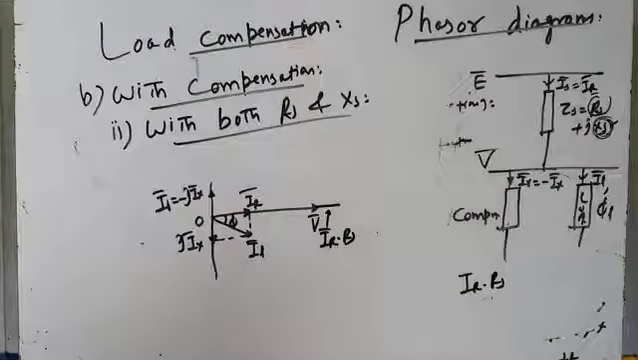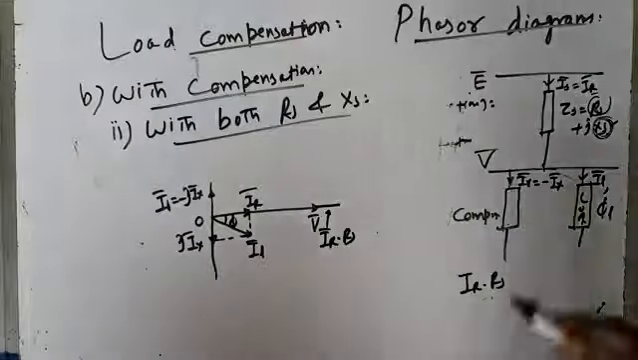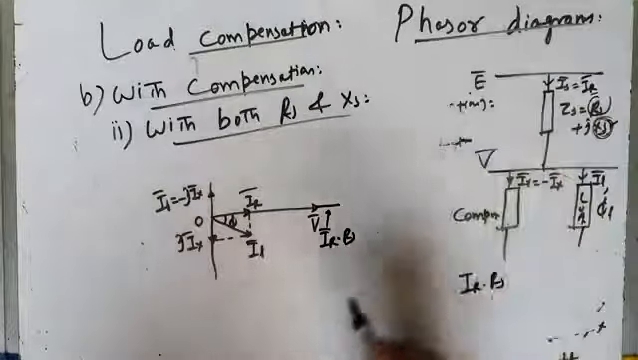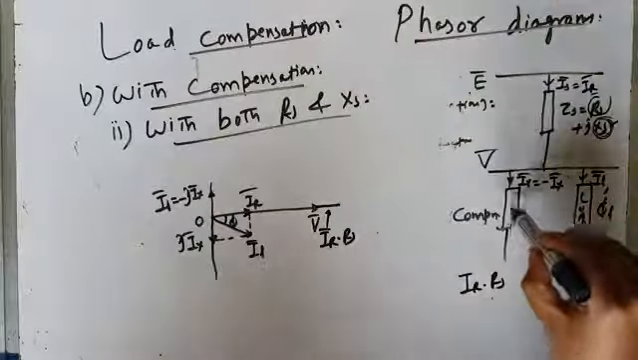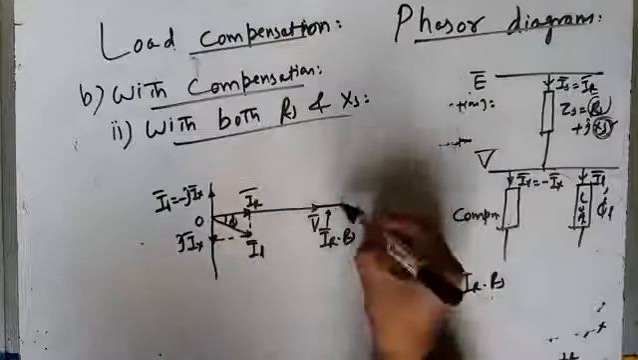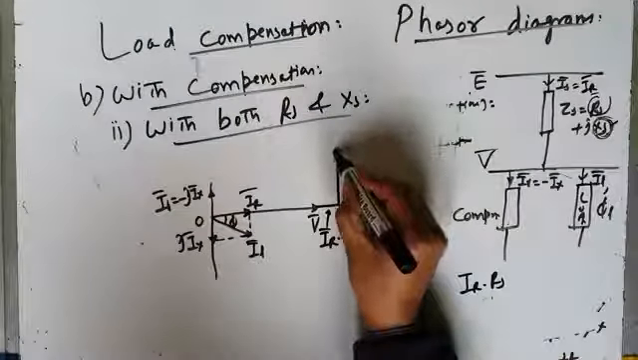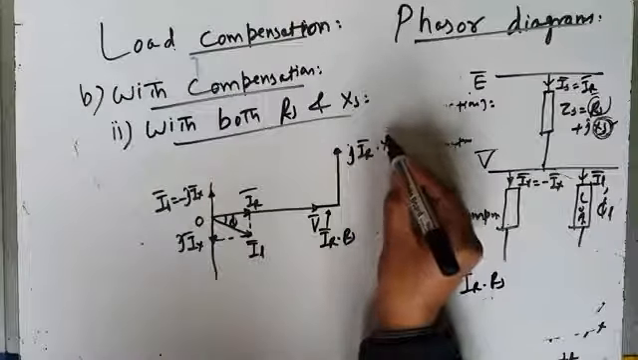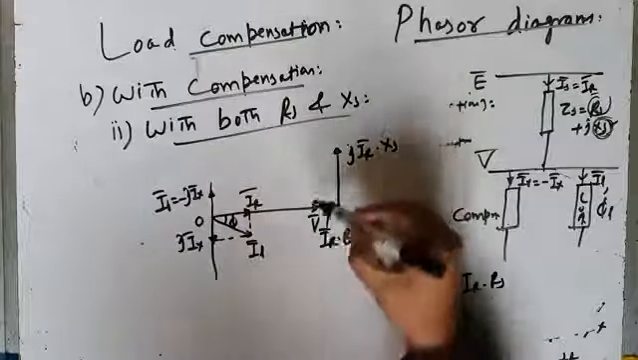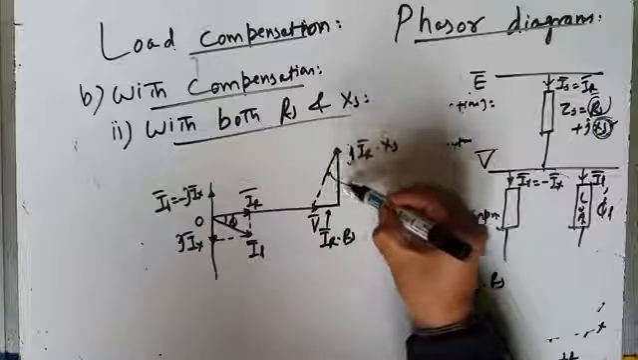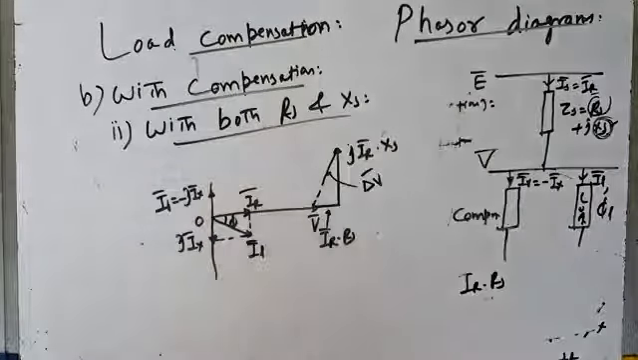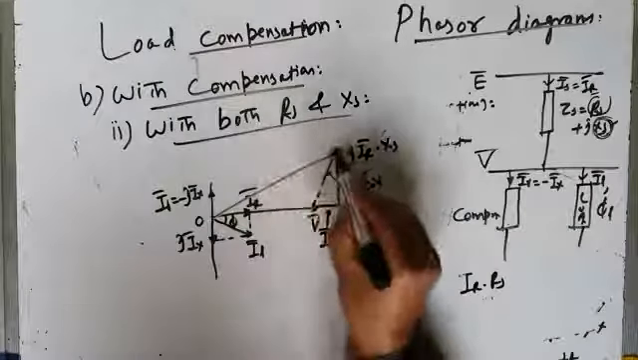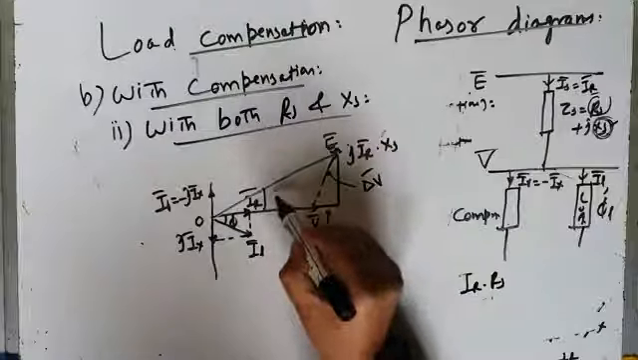उसके बाद reactive voltage drop होगा JIR into XS. IX into XS नहीं होगा क्योंकि IX source से नहीं आ रही है, वो compensator locally supply कर रहा है. So you will have this JIR into XS. Okay? और ये आपका delta V होगा इस केस में. This is your delta V. And this is E. E leads V by delta.